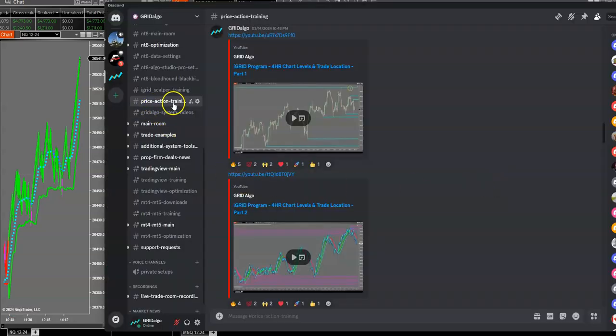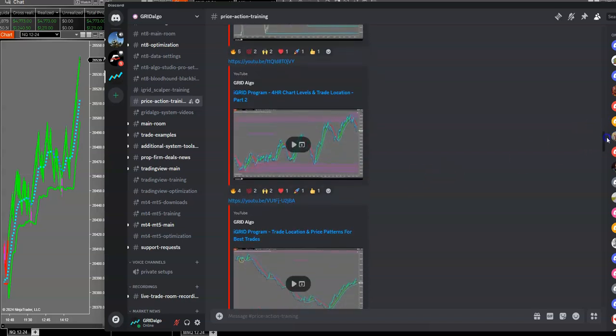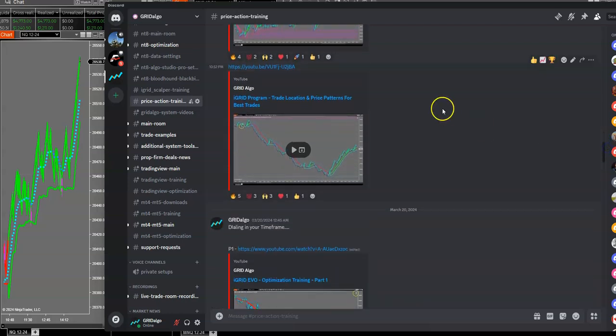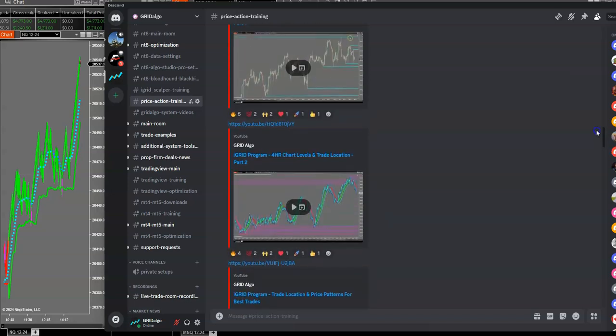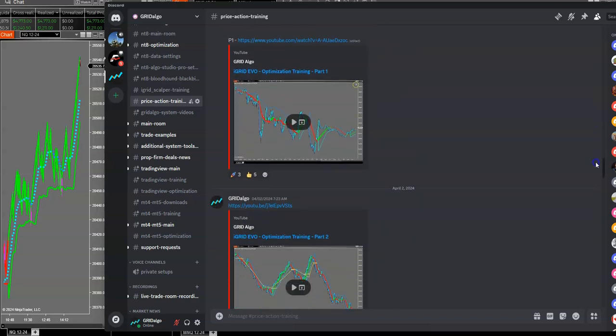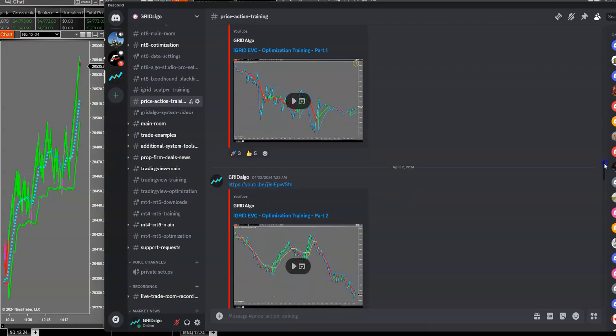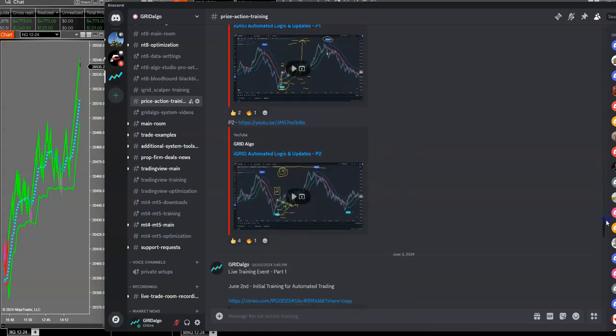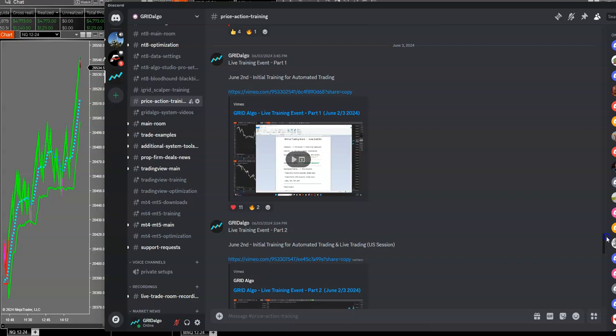So in our Discord under price action training, we have Part 1, 4-hour chart levels and trade location. Part 2, 4-hour chart levels, trade location. Huge videos. Then trade location and price patterns for best trades. So those three are all tied together, and I get into levels tests, level sweeps, and so on. And then we get into optimization, another thing, dialing in your iGrid, and all kinds of on and on training.